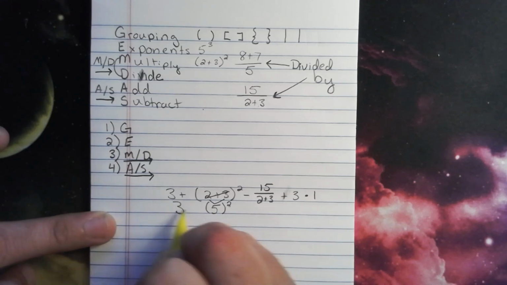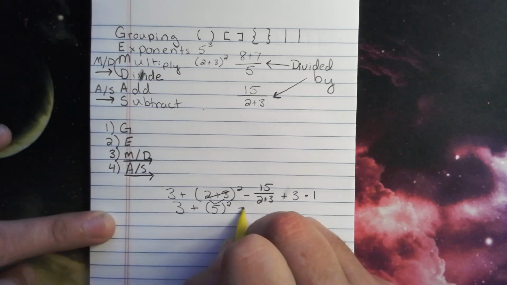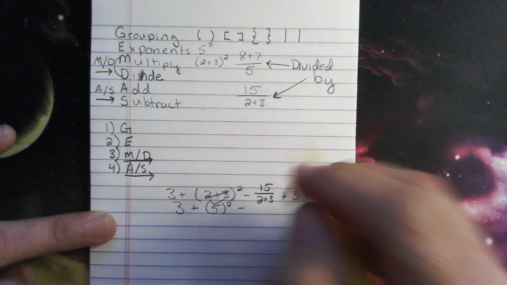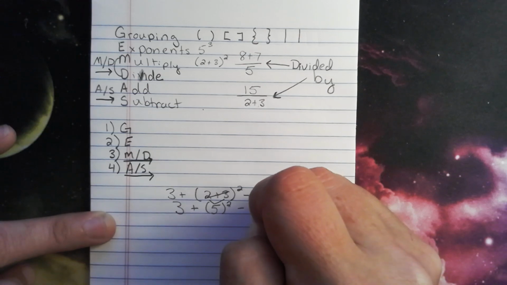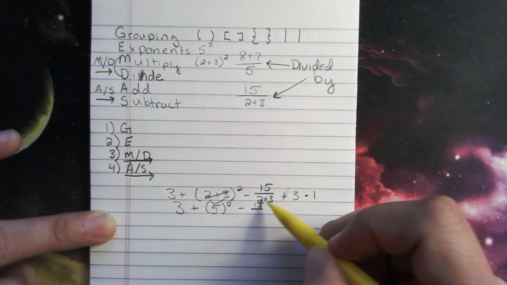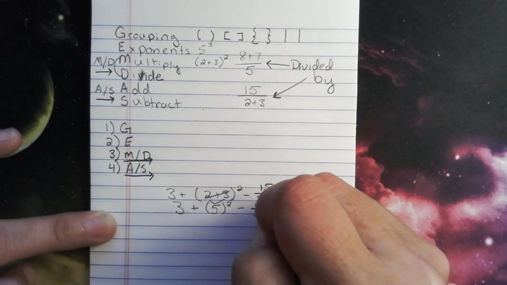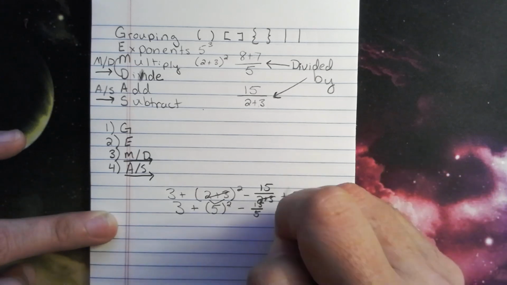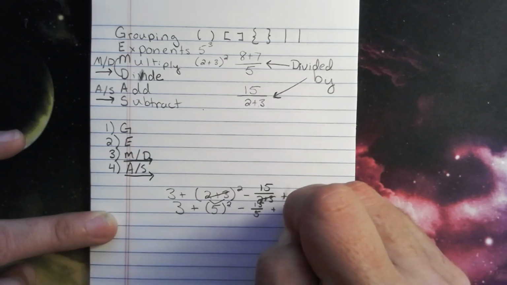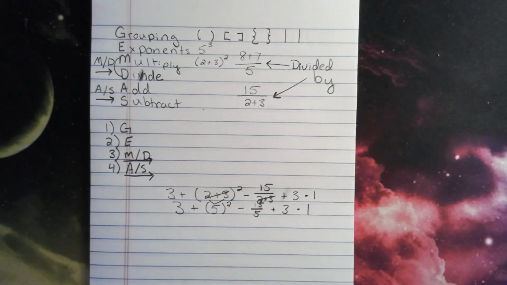We'll also bring down our 3 plus because we haven't done it. Now looking at this, when we say minus, 15 isn't a grouping, but we know from when we spoke up here that the 2 plus 3 has to be done before anything else can. So 2 plus 3 equals 5, so we can cross the 2 plus 3. That'll be plus 3 times 1. And this is our new expression, okay?